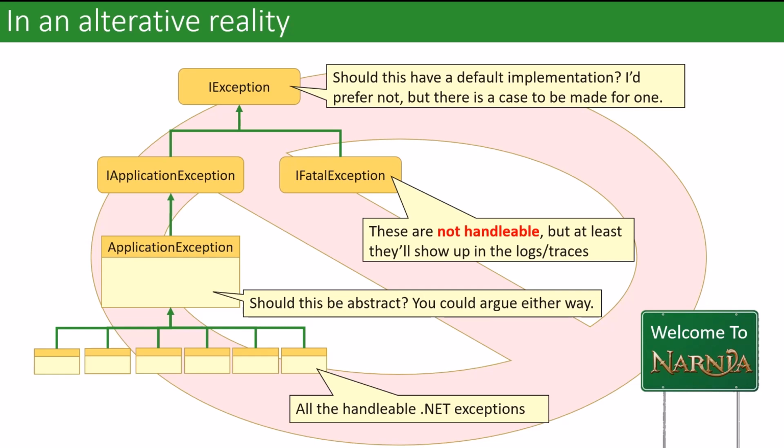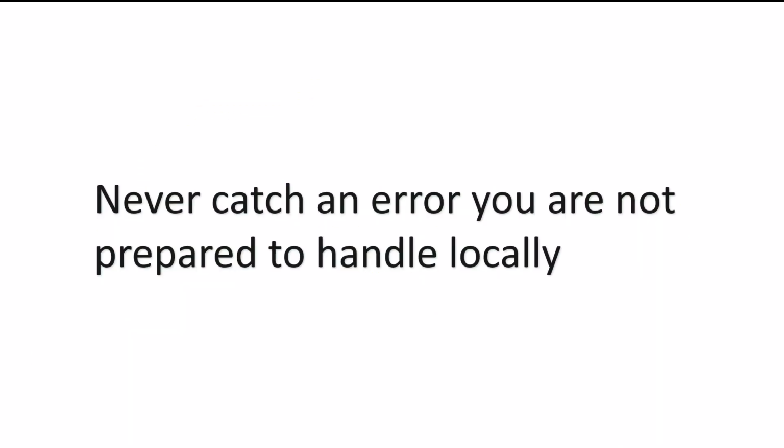So let's talk about the best practices for doing that. Rule number 1, and I see this one broken constantly, especially in library classes: never catch an exception you're not prepared to handle locally. What is the role of the caller versus the callee? In other words, the library code.